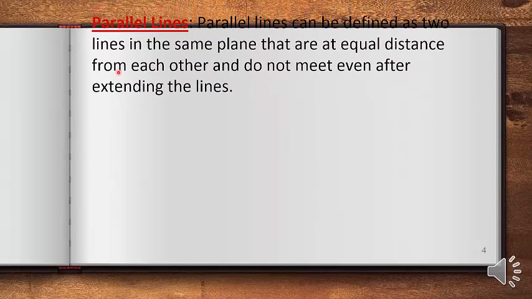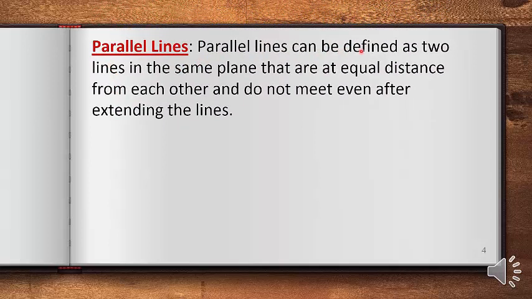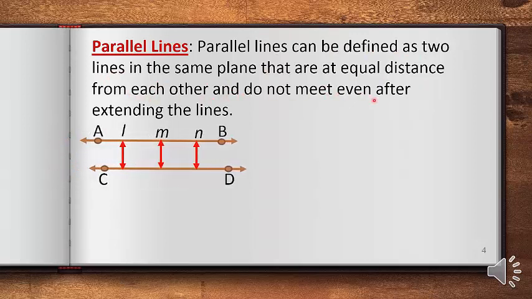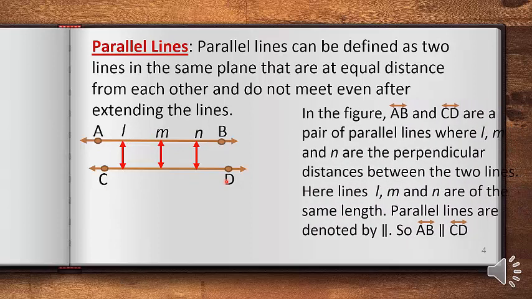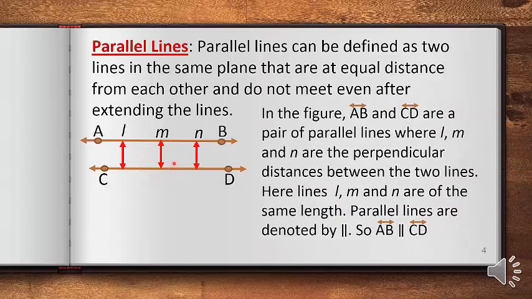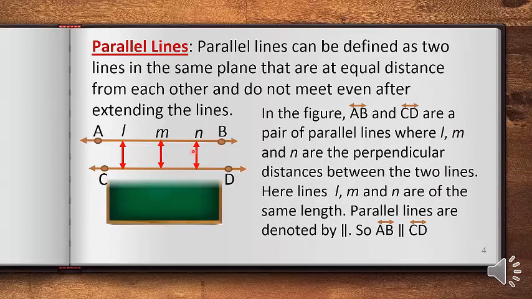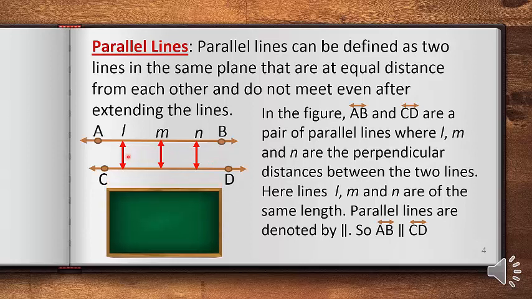The next pair of lines which we are going to study are called parallel lines. Parallel lines can be defined as two lines in the same plane that are at equal distance from each other and do not meet even after extending the lines. In the figure, AB and CD are called parallel lines because the perpendicular distance between them is equal. Here L, M and N are the perpendicular distances and L is equal to M, M is equal to N. So we say AB is parallel to CD.